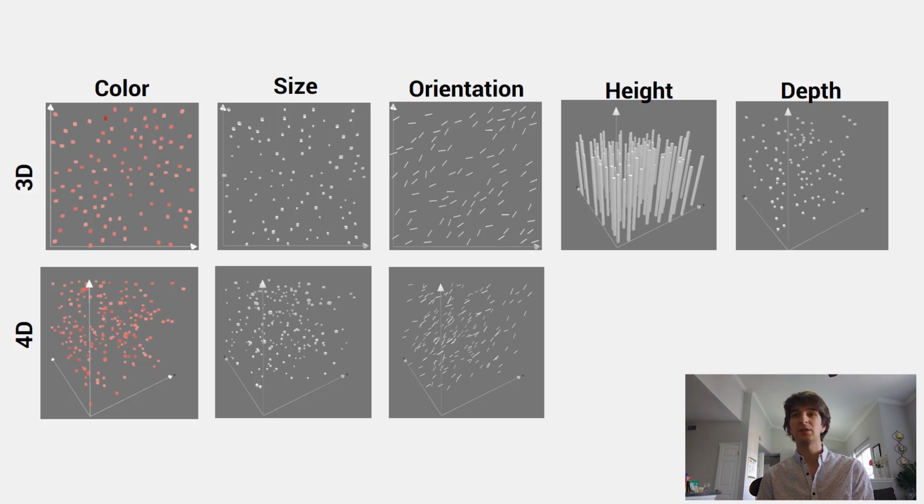So these are the visualization types that we used in our study, and to avoid confusion, I'll draw attention to the fact that when I discuss 3D visualizations, those are the X, Y, and third dimension, whereas 4D visualization use X, Y, Z, and a fourth dimension.